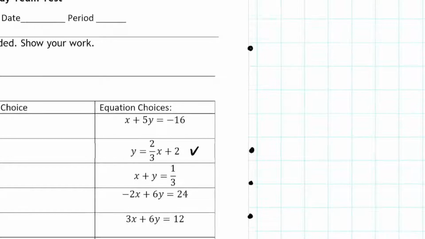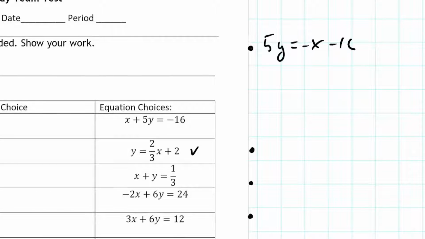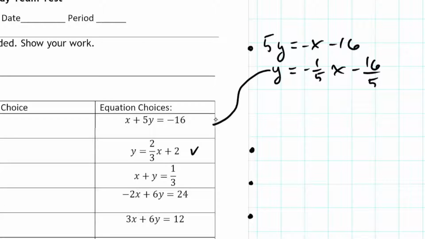So if I look at the top equation, I'm going to go ahead and subtract x from both sides. So it's going to become 5y equals negative x minus 16. And if I divide everything on both sides by 5, I get y is negative 1/5 times x minus 16/5. So that is that top equation in slope-intercept form. I can see its slope pattern is down 1 over 5. And its y-intercept is at negative 16/5.